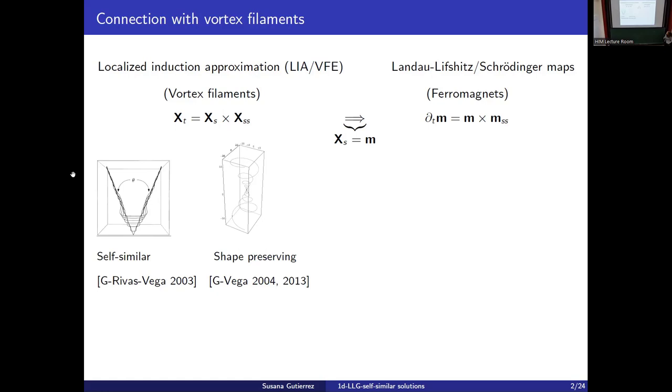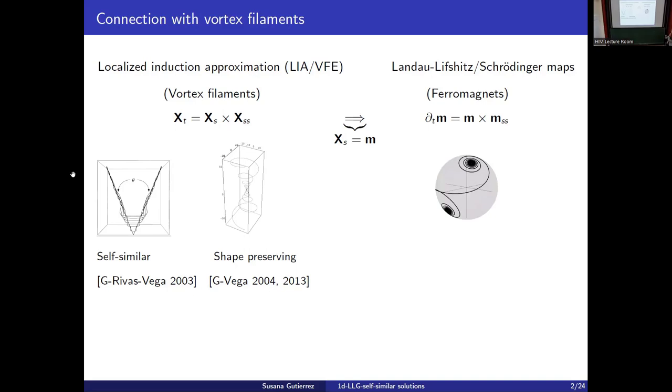In the context of vortex filaments, work done a long time ago with de la Hoz, Vega and Rivas, and later with Vega, showed the existence of solutions of the binormal flow that develop singularities in finite time. In particular, we saw solutions that generate corners in finite time, and also some sort of 3D logarithmic spirals. Motivated by the results in the context of the binormal flow and the connection with ferromagnets, we wanted to relate this type of corner singularity to this type of solution at the level of the Landau-Lifshitz equation.